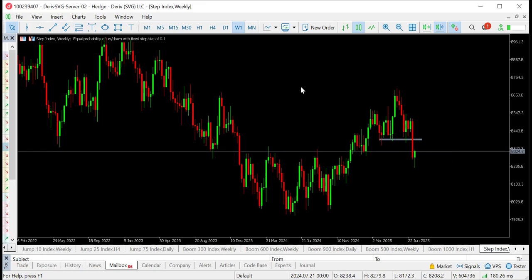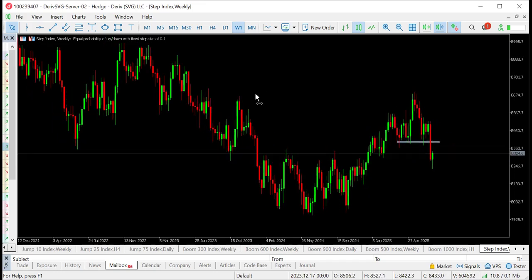I've been making this promise. I have videos on trend line and support and resistance, but I have not been able to drop the video on the Fibonacci retracement tool. So hopefully this week I'll be doing that. So let's keep our fingers crossed on that. So without much ado, let's look at Step Index.